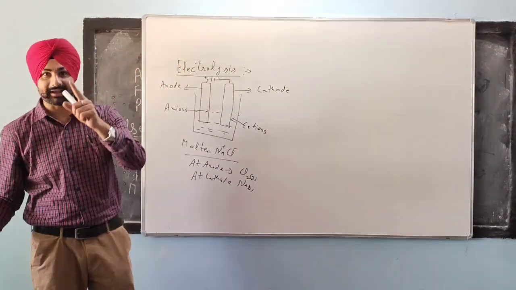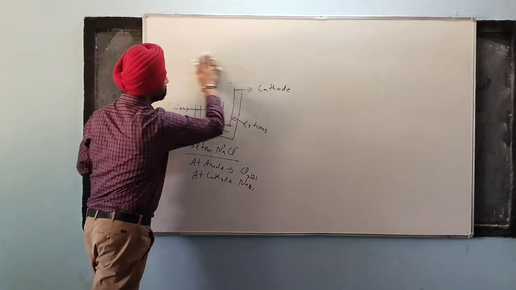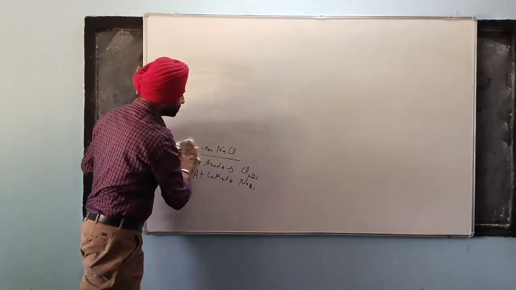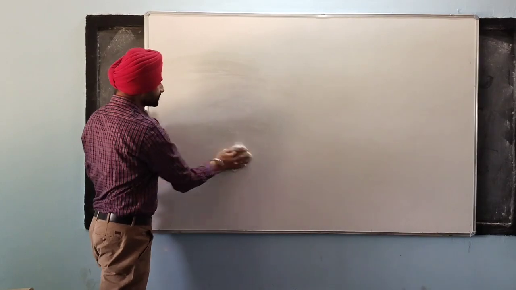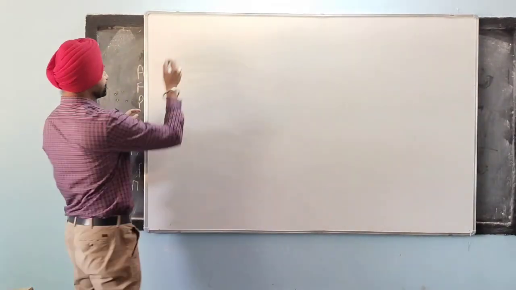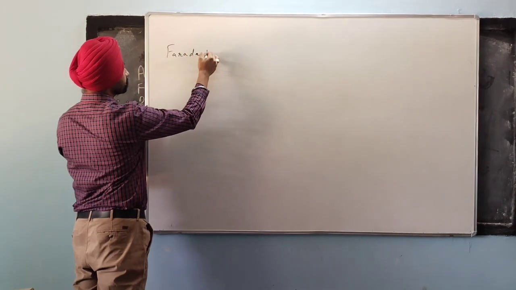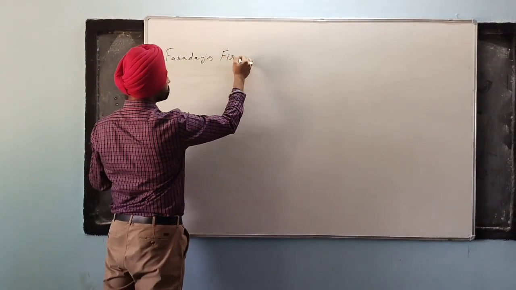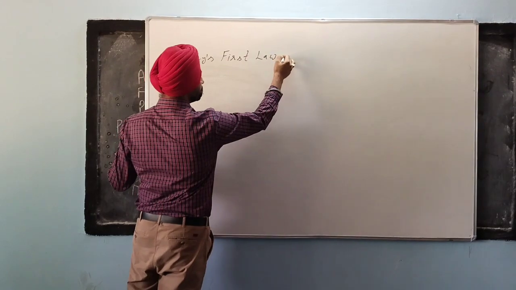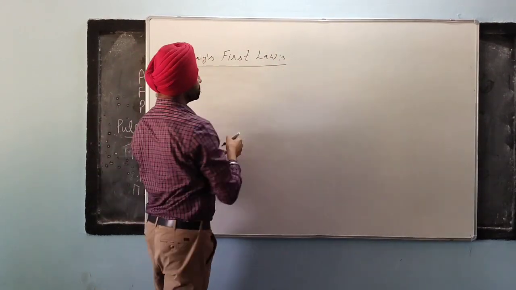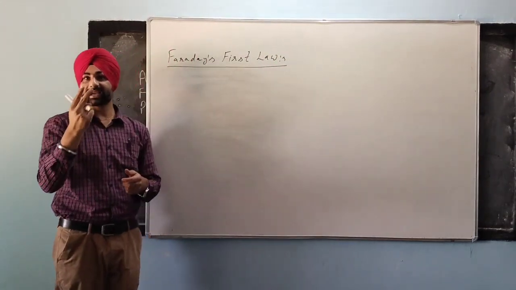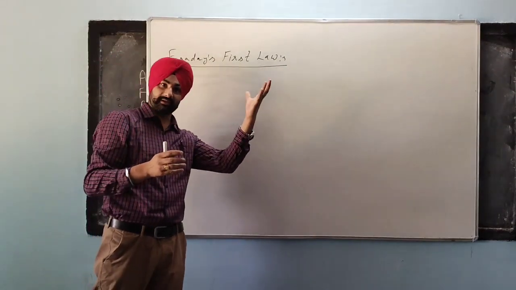Our main topic is Faraday's laws of electrolysis. So the first topic that we have is Faraday's first law of electrolysis. We have two laws of Faraday, the first law and then the second law. The second law is the advanced version of the first law only.